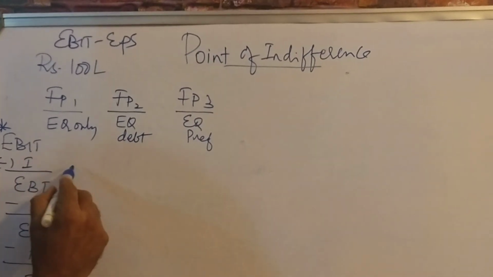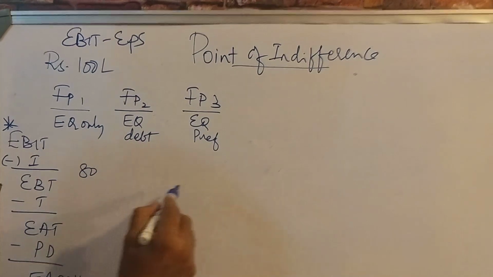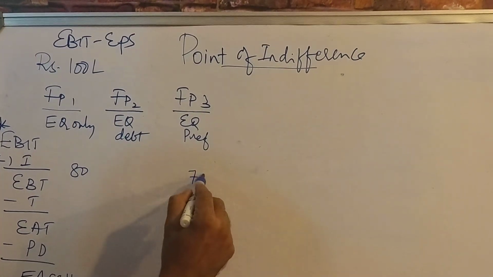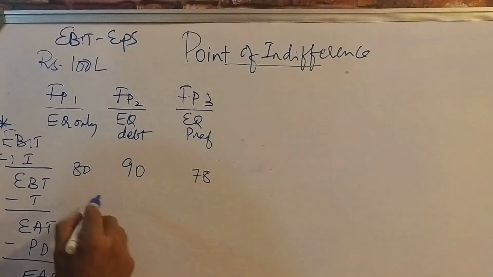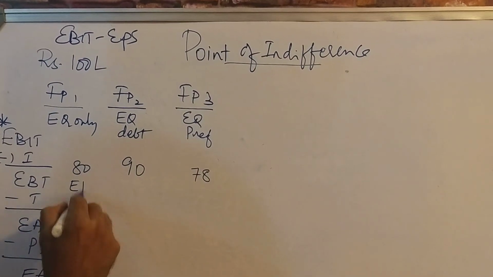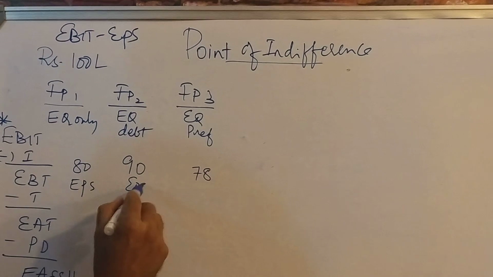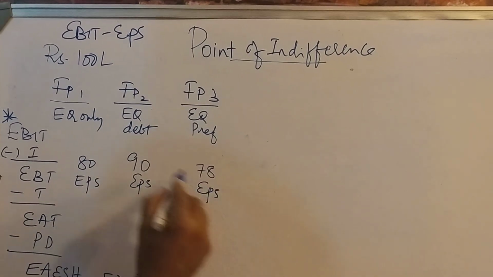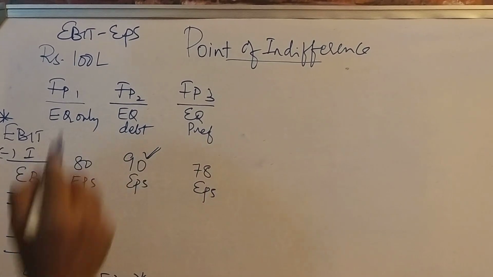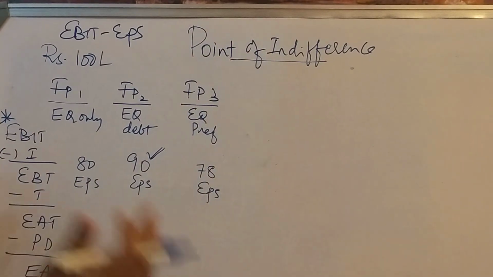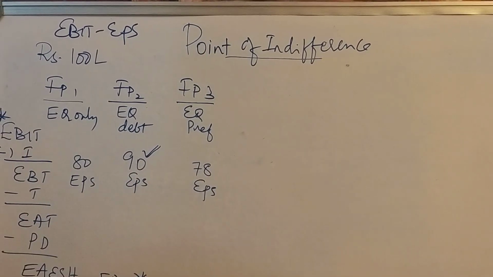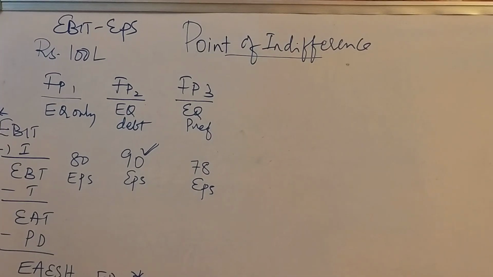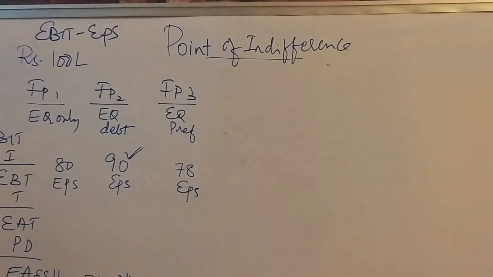For example, I am getting 80 as the EPS here. I am getting 78 as the EPS here. Let's say I am getting 90 as the EPS here. So this is EPS 80, this is 90 earnings per share, this is 78 earnings per share. I will say this option is the best, or rather better compared to the other two, because this is going to fetch me the maximum amount of EPS. Now what is a point of indifference then?